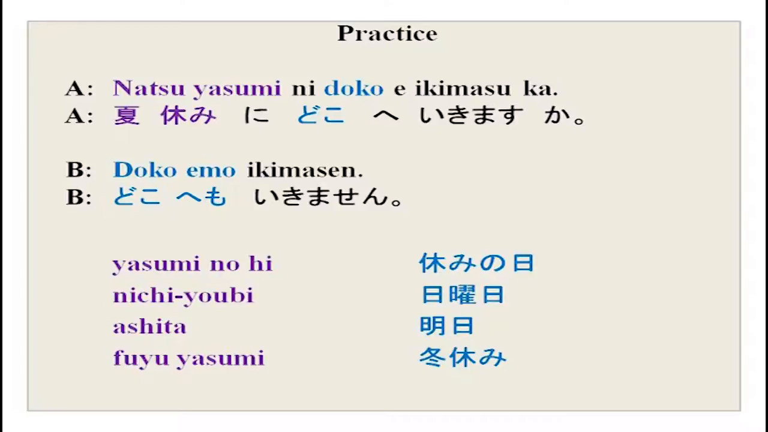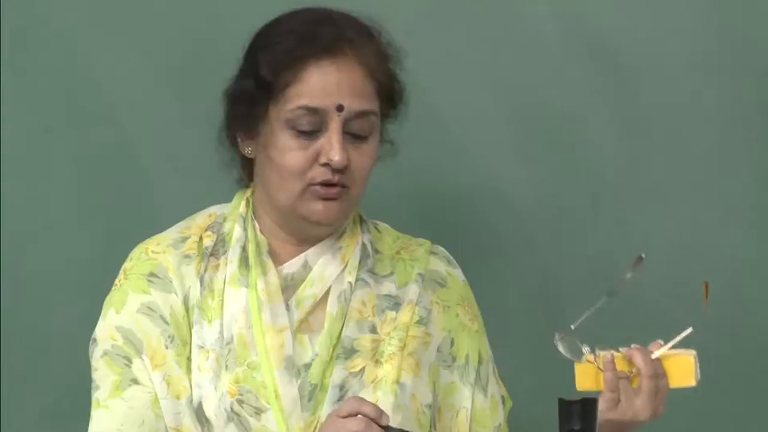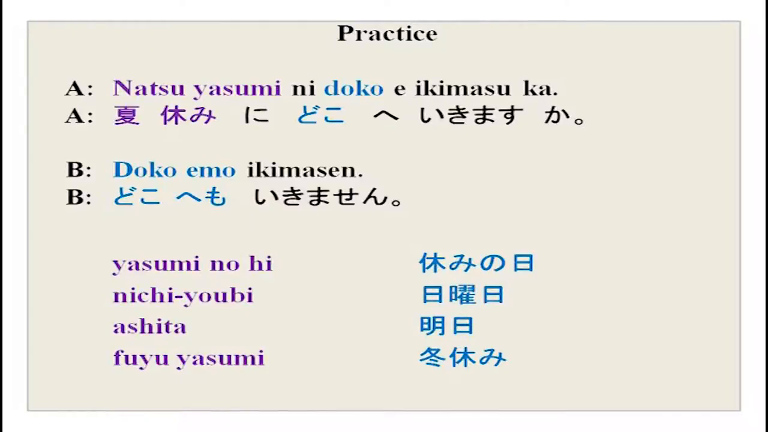So if you want to go somewhere, you can say Agra e ikimasu, or tomodachi no uchi e ikimasu, or America e ikimasu, Europa e ikimasu, toshokan e ikimasu, any place e ikimasu. But if you do not want to go anywhere, then you would say doko e mo ikimasen. I do not want to go anywhere. I will not go anywhere. Doko e mo ikimasen.